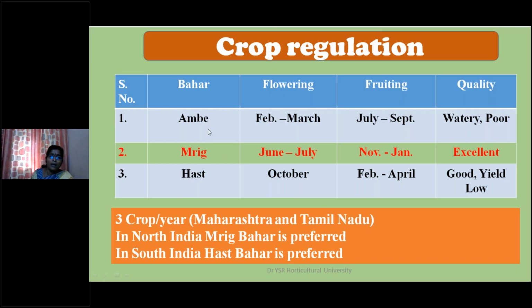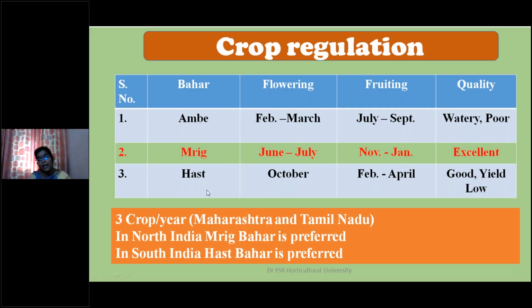In Ambe Bahar, the flowering is observed in February and March, and it comes to fruiting in July and September. The fruit is watery and of poor quality because the fruit development takes place during the rainy season. When it comes to Mid Bahar, flowering is observed in June and July, and fruits come to harvest in November and December. Fruit quality is excellent in this season because the fruit development takes place in the cooler part of the season.